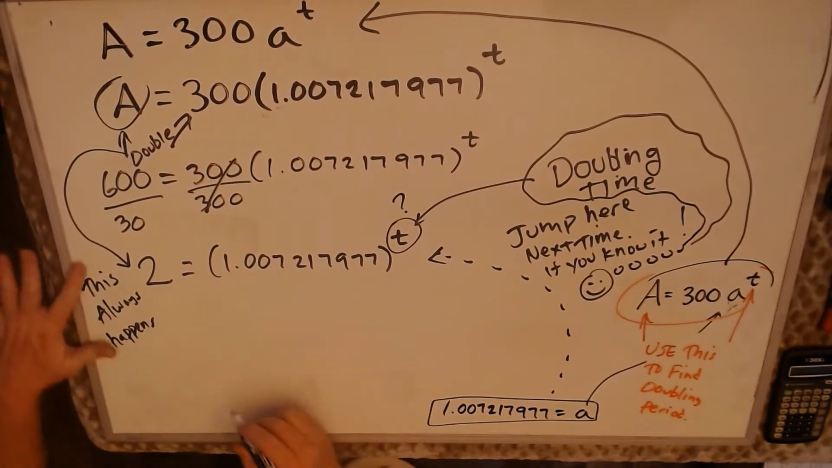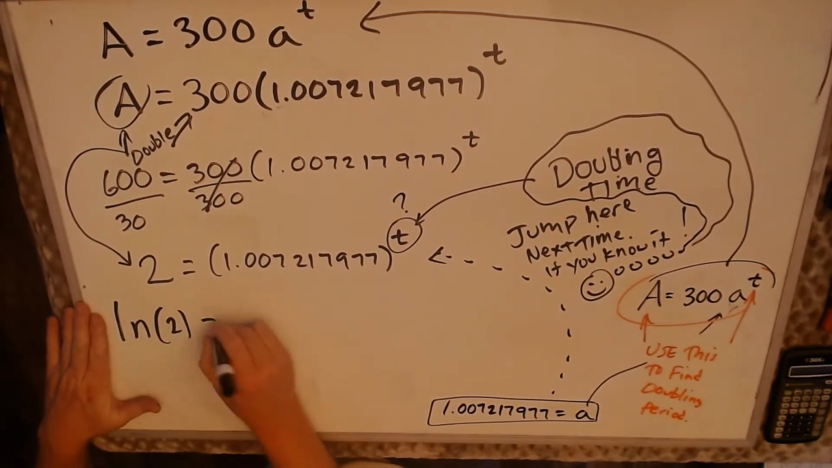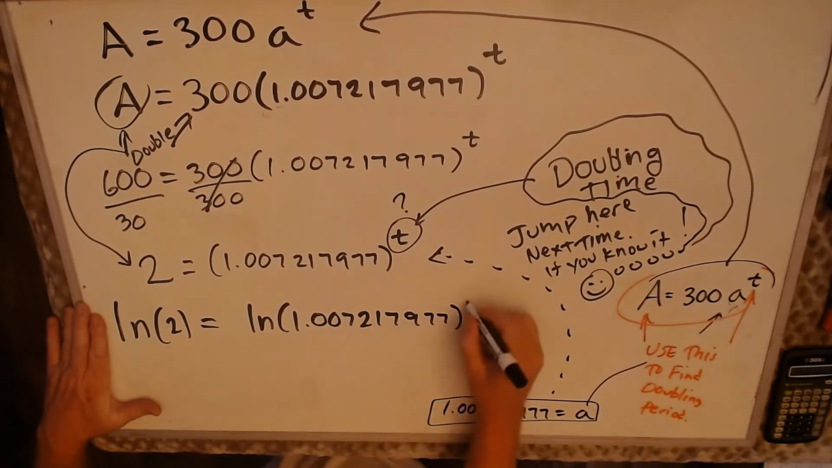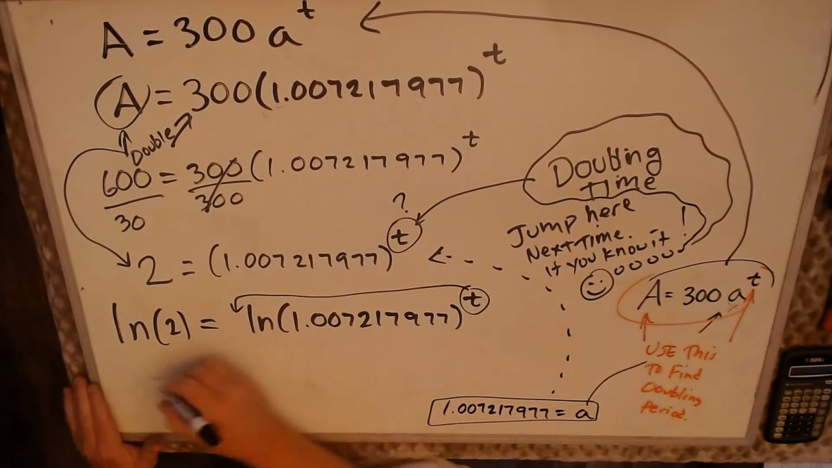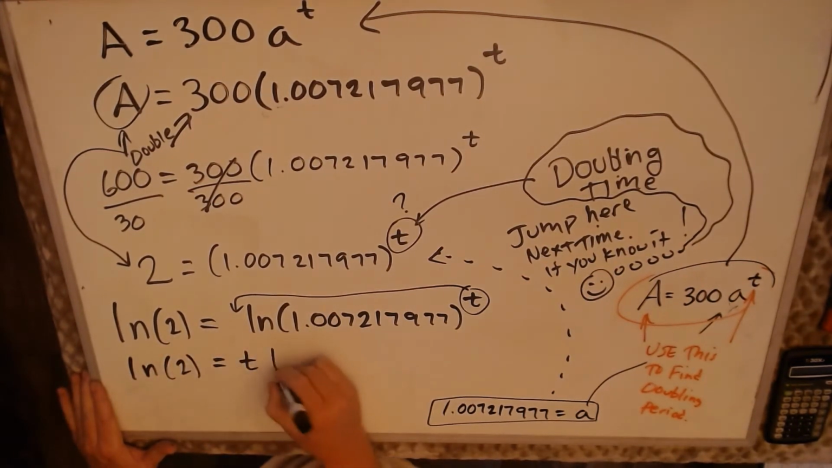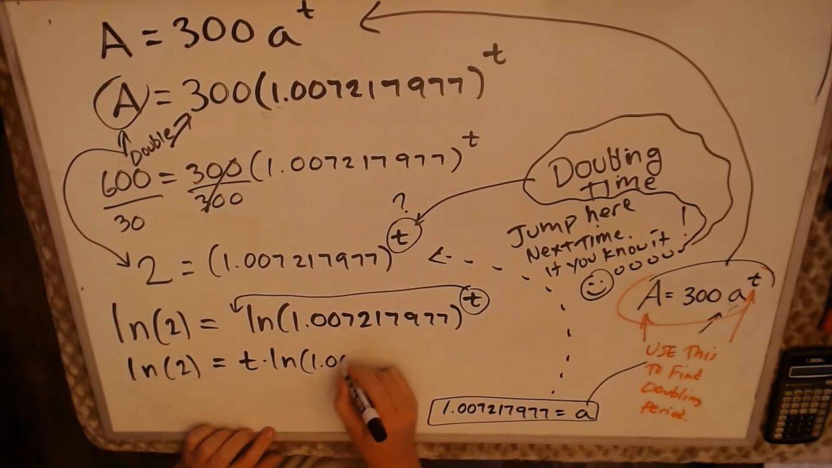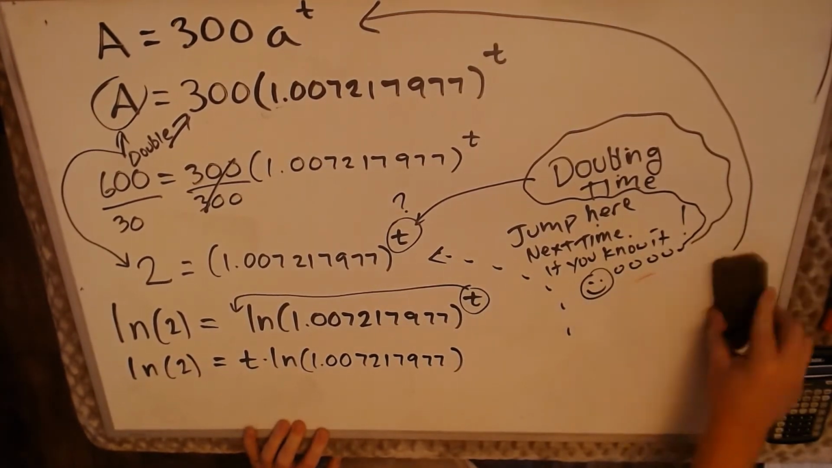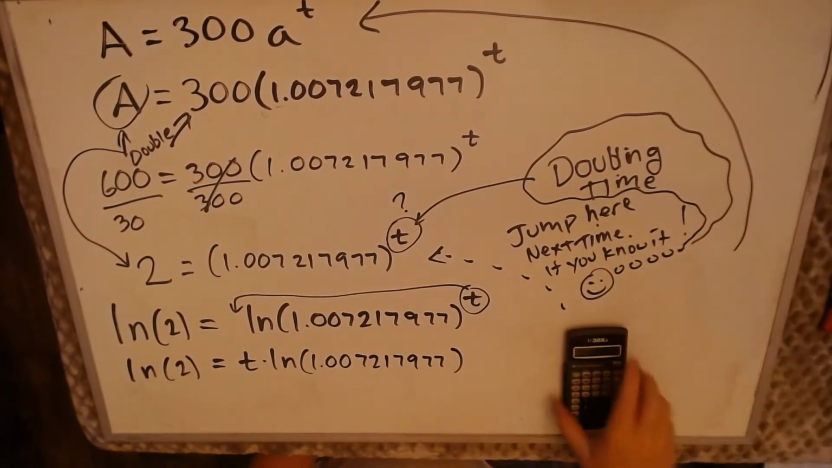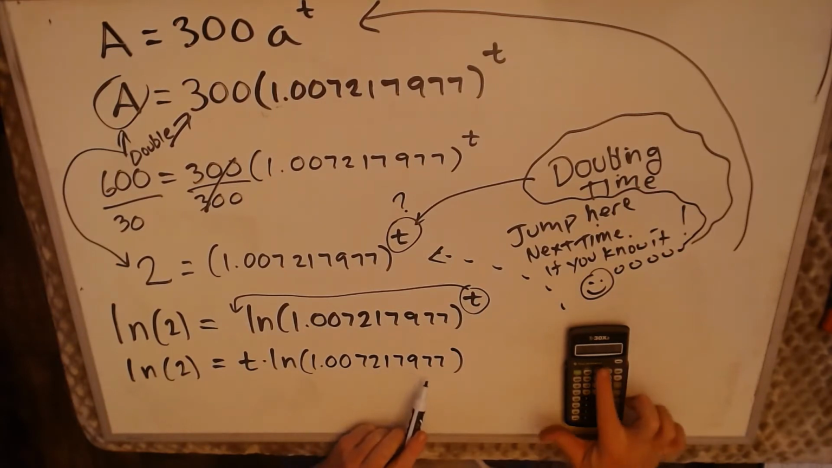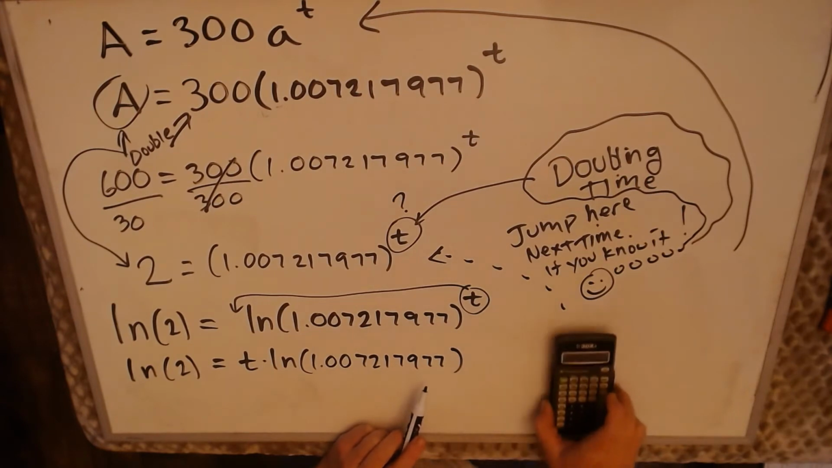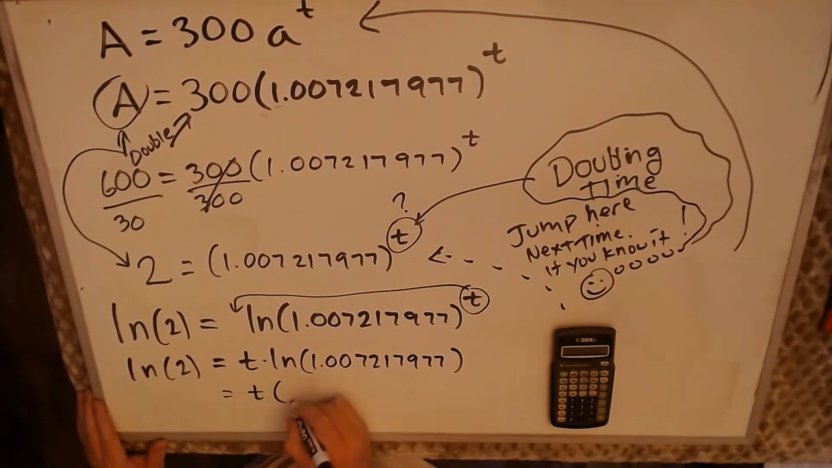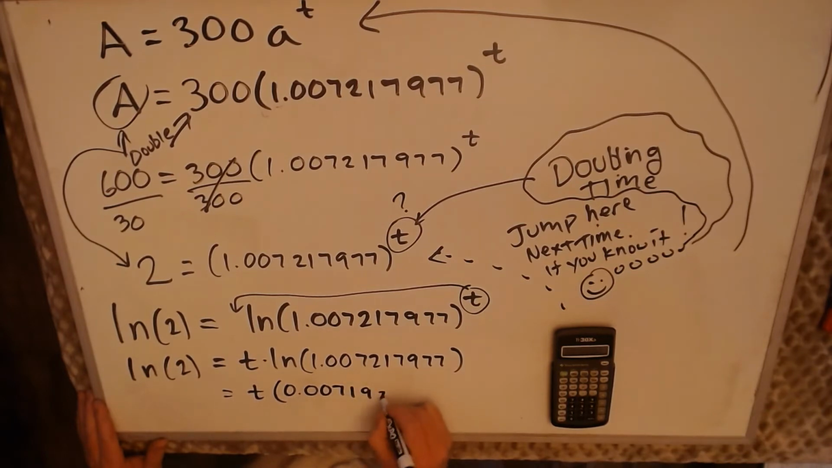So we have, take the ln of both sides, just like we've been doing since we learned the technique. Bring your t down as the coefficient. So now it becomes multiplication. And now it's time to break out the calculator. So with our calculator, we've got a 1.007217977. If you're smart, or if you're clever, you might just leave that on your calculator. So that becomes t times 0.00719252.